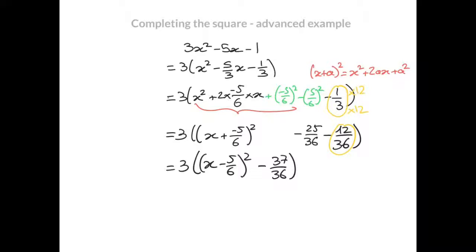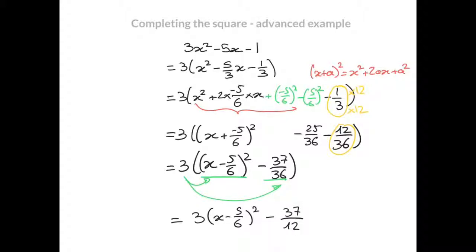We are almost there. Now we can expand the 3 over the bracket, multiplying this first term and then multiplying this second term. We end up with the quadratic being 3 brackets x minus 5 over 6 squared minus 37 over 36 times 3, which simplifies to 37 over 12. So here we are. We've completed the square for this complex quadratic right here. We had to deal with fractions, but the method is extremely similar to what we did before.